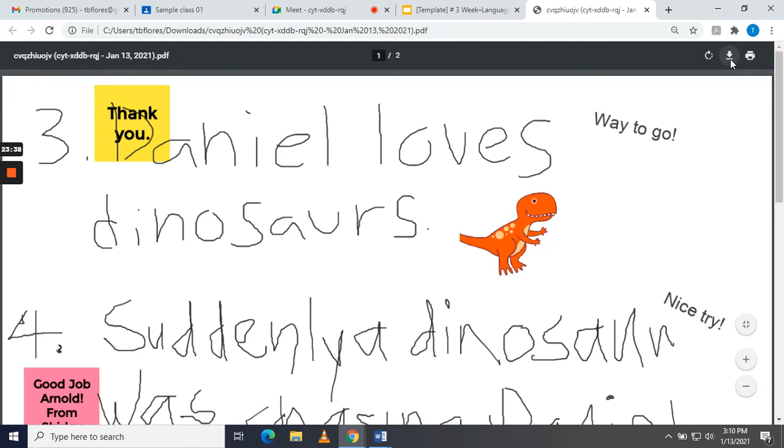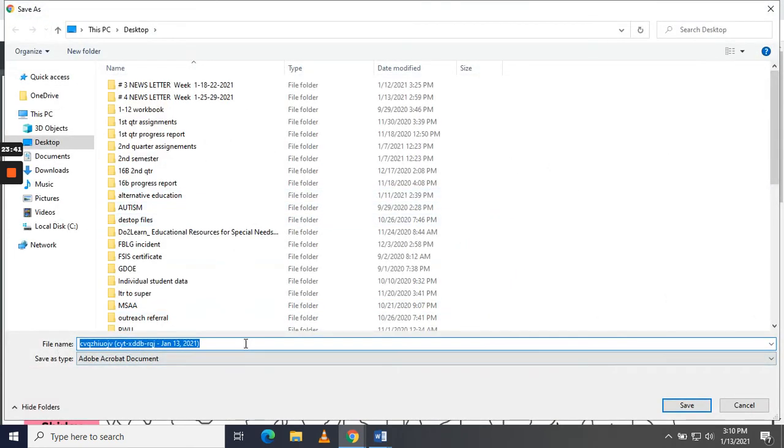What we can do is we can download it into our computer, and we're going to put language, and then we can say sentence writing. And we can also put today's date, which is the 13th. And we can save it onto our desktop.